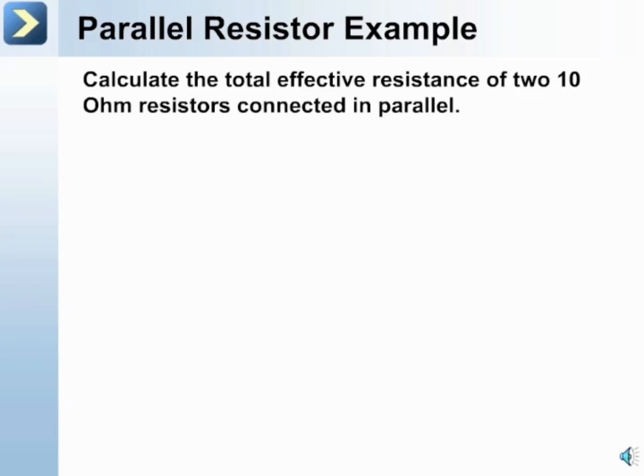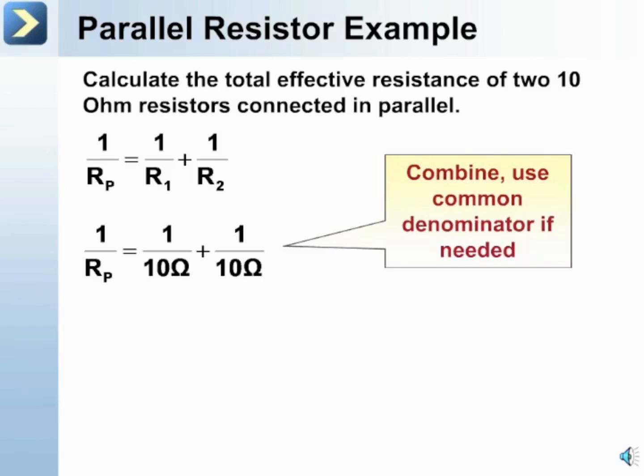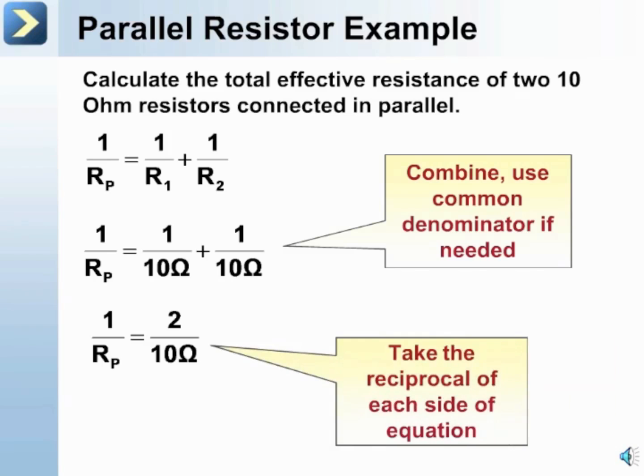Parallel resistor example. Calculate the total effective resistance of two 10 ohm resistors connected in parallel. So it's the same as finding the equivalent resistance. 1 over Rp or Req equals 1 over R1 plus 1 over R2. And then we do our plugging and chugging. Fortunately, the common denominator is easy to find here. Sometimes it's not. So we have 2 over 10 ohms. And now if we're going to solve for Rp, which is the same as Req, we have to take the reciprocal of each side of the equation. And so we have Rp equals 5 ohms.